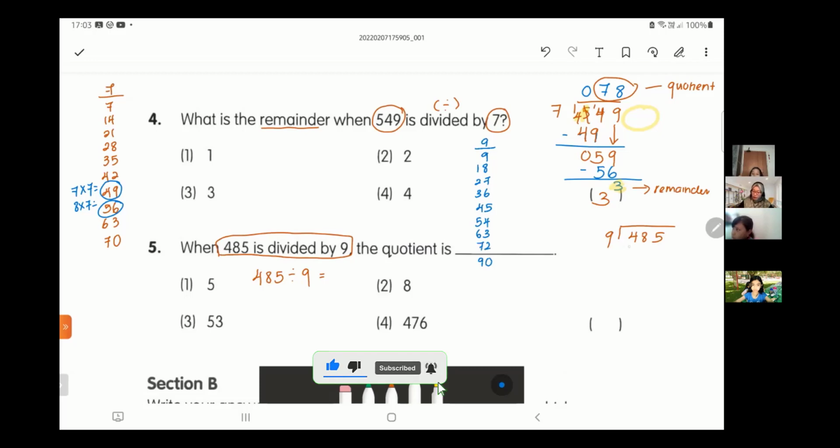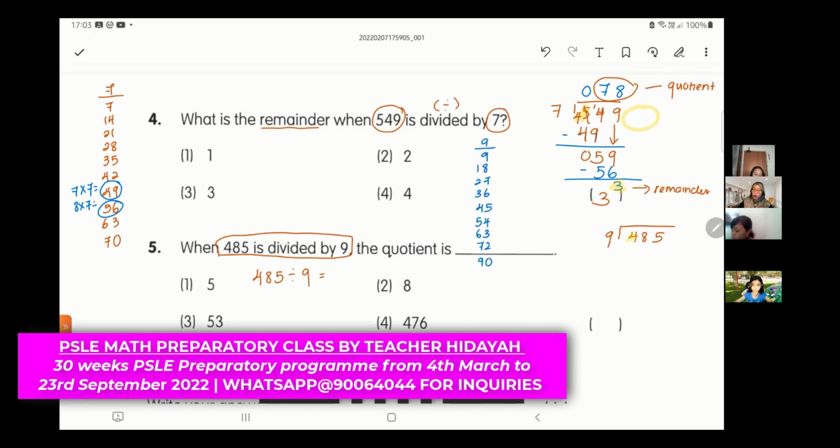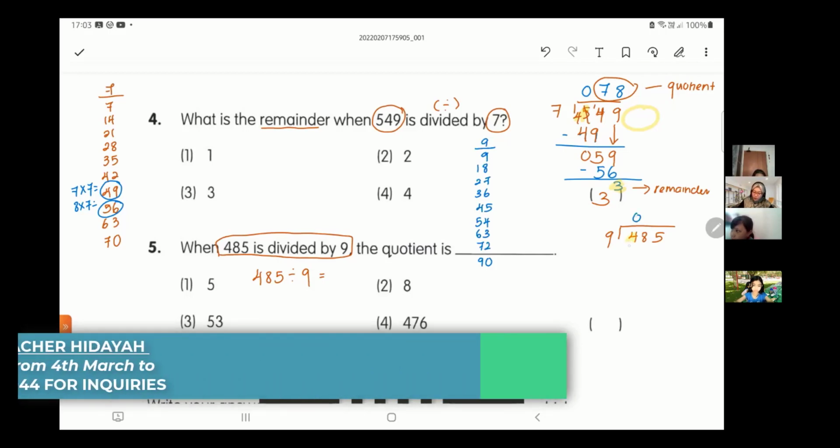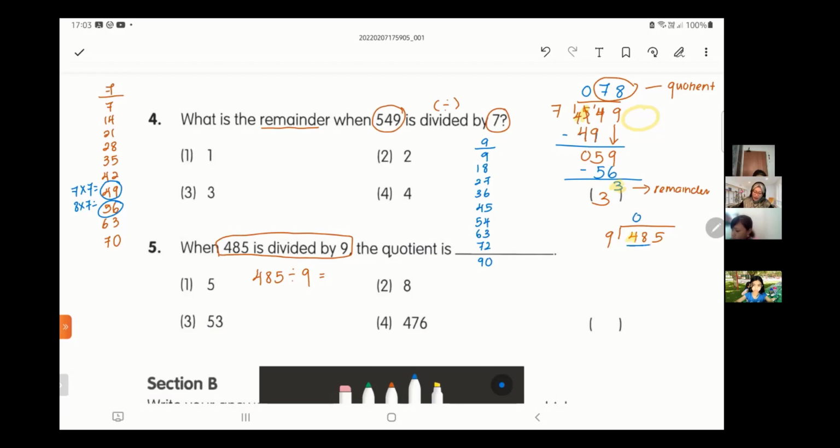Now we look at the first digit. First digit is 4. 4 is smaller than 9. Cannot. So it's a 0. So we look at 48 here. Is there a 48 in times table 9? Don't have. Nearest is 45. And this is 9. 5 times 9 equals to 45. So we put that 45 here. So it's 5. 8 minus 5 is 3. 4 minus 4 is 0. Yeah, bring down the 5.